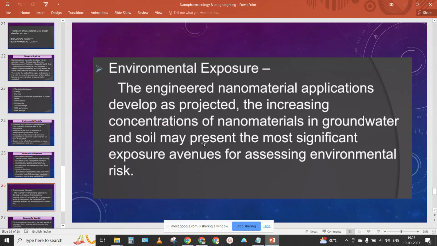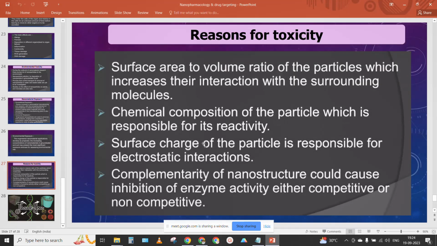Then environmental exposure. In environmental exposure, as engineered nanomaterial applications develop, the projected increasing concentrations of nanomaterials in groundwater and soil may present the most significant exposure evidence for assessing environmental risk. Then reasons for toxicity. Surface area to volume ratio of the particles increases their interaction with the surrounding molecules. Chemical composition of the particle is responsible for its reactivity. Surface charge of the particle is responsible for the electrostatic interactions between the particle and the drug. The complementarity of the nanostructures could cause inhibition of enzyme activity, either competitive or non-competitive.